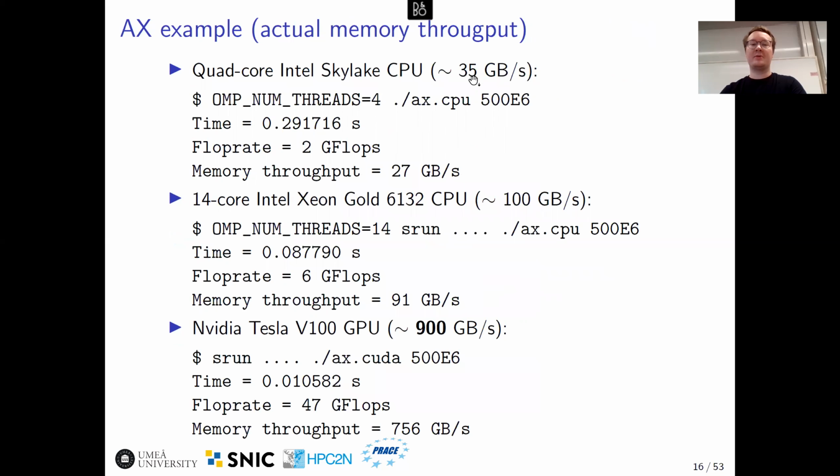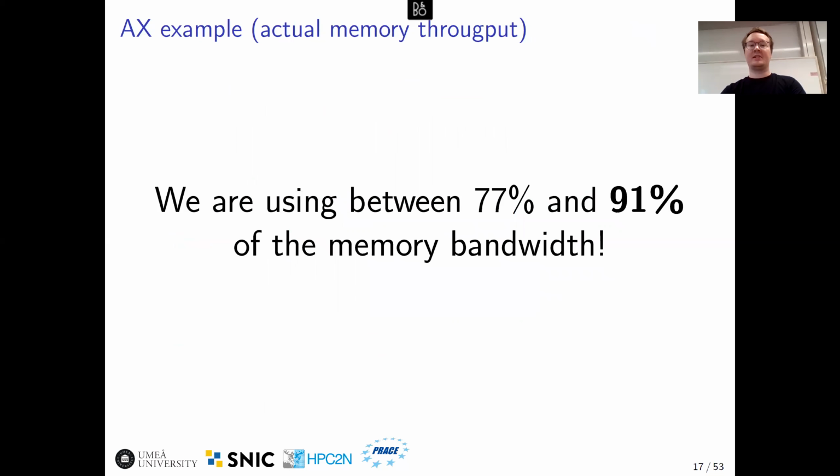When we now run the same code, in addition to computing the flop rate, we also compute the memory throughput. This time we can see that we are getting 27 gigabytes per second out of 35, 95 out of 100, and 756 gigabytes per second out of 900. Here we can see that we are using between 77 and 91% of the memory bandwidth.